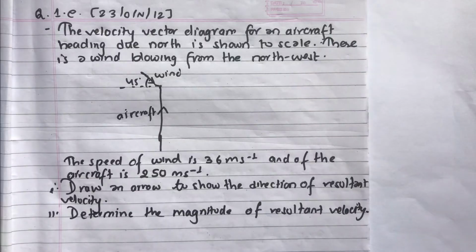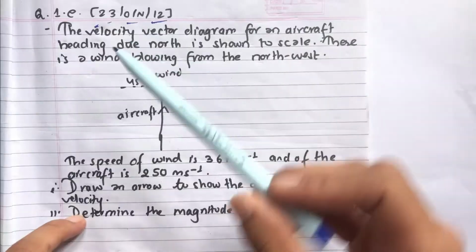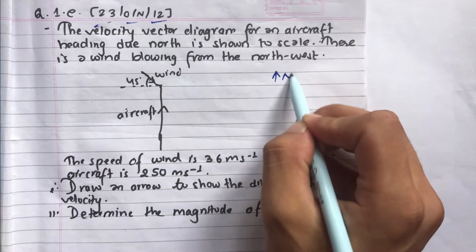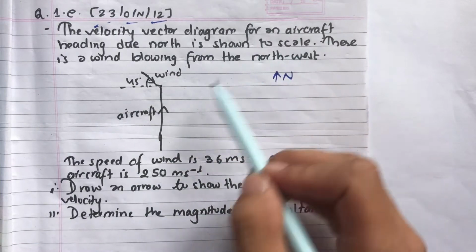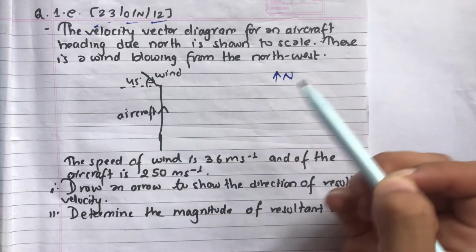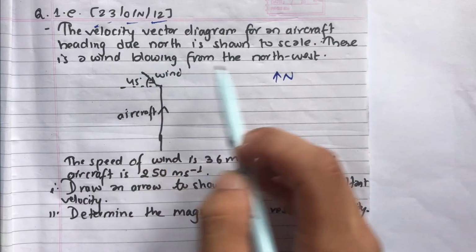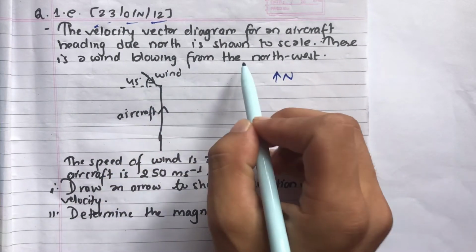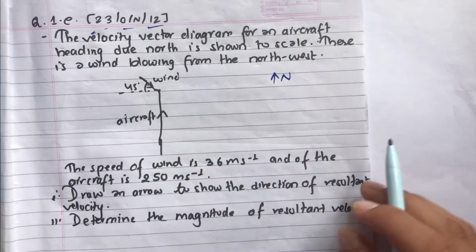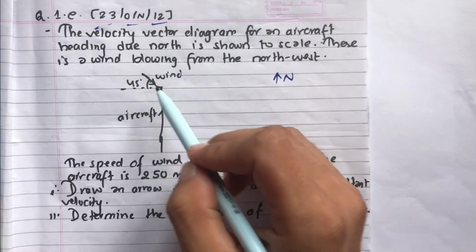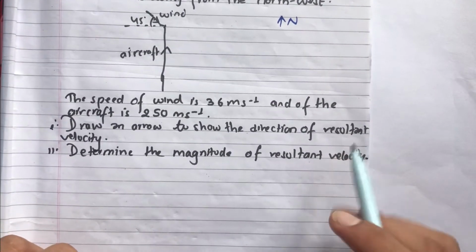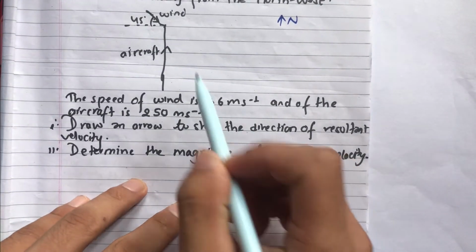So I have a question here with me. This is from a Cambridge examination. The velocity vector diagram for an aircraft heading due north, so this direction is north, is shown to scale. So this figure was originally to scale, and there is a wind blowing from the northwest. You can see that the velocity of the aircraft is affected by the wind, and it says that the speed of wind is 36 meters per second.